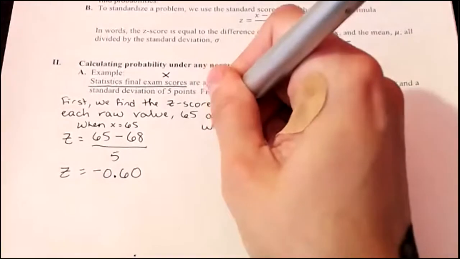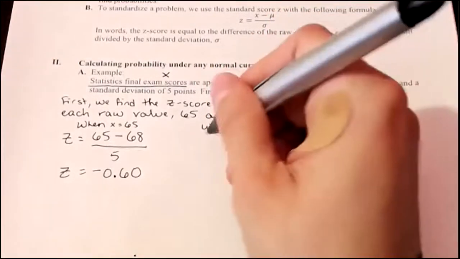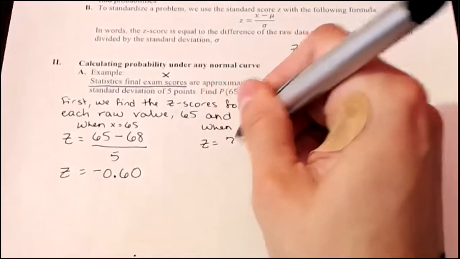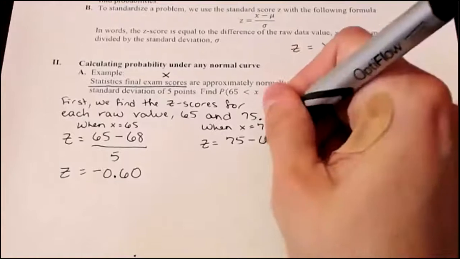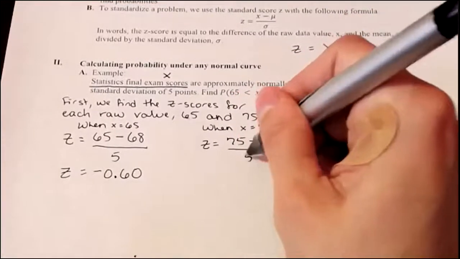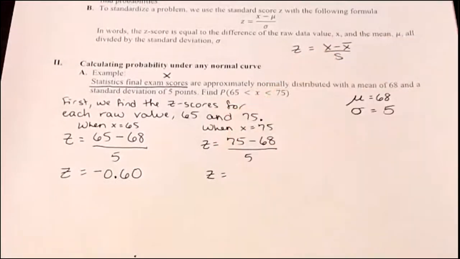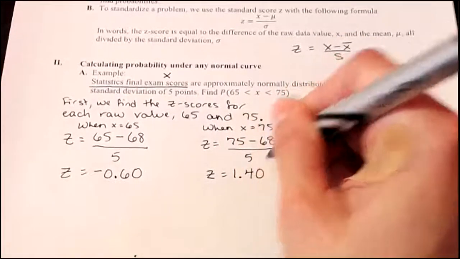When x is 75, we're going to do the same thing. So z is equal to, this time x is 75. The mean is still the same. The standard deviation is still the same. Okay, let's figure out what this z-score is. And remember, to 2 places after the decimal, what do you get for your z-score? 1.40. Yes, 1.40. Very, very nice.